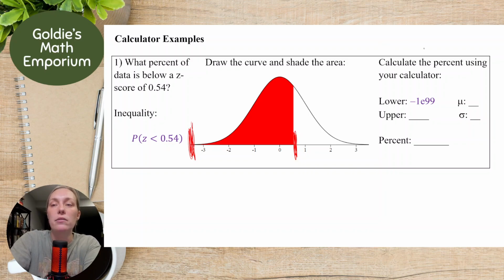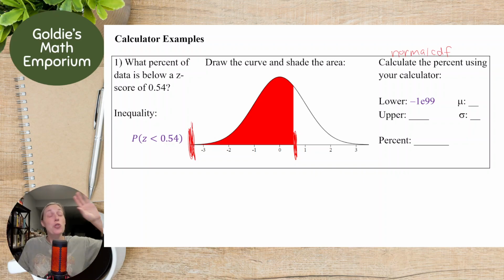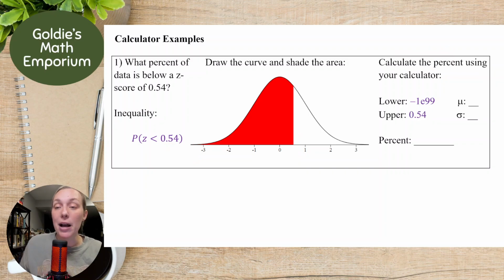Normal CDF. I don't think that's writing on the screen. Technology, I tell you. Normal CDF. Go to your normal CDF screen. Lower boundary is negative infinity. Upper boundary is going to be that 0.54. We're working with z-scores, so your mean is 0 and standard deviation is 1.